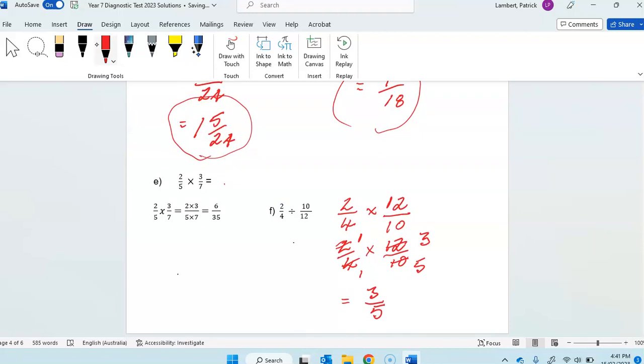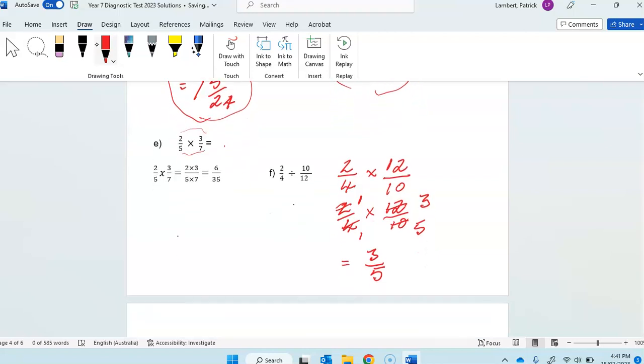Here, straight multiplying, 2 times 3 over 5 times 7. That's 2 times 3 over 5 times 7 equals 6 over 35. Can't cancel it down any further.